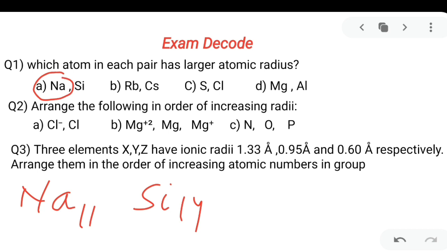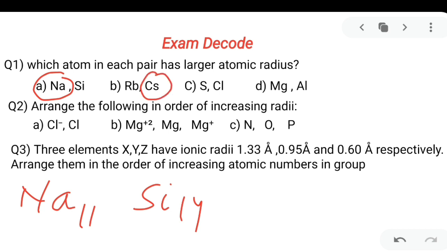Now we will talk about rubidium and cesium. Rubidium and cesium are present in one group. When we move down a group, the number of shells increases, hence the atomic radius also increases. Cesium is present below rubidium, hence the size of cesium is larger than that of rubidium.